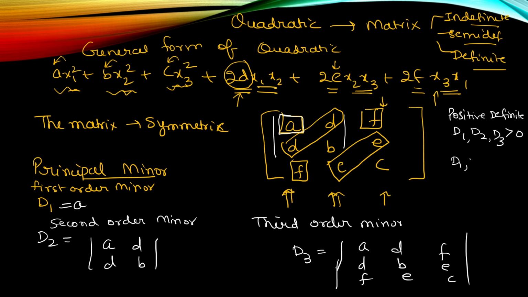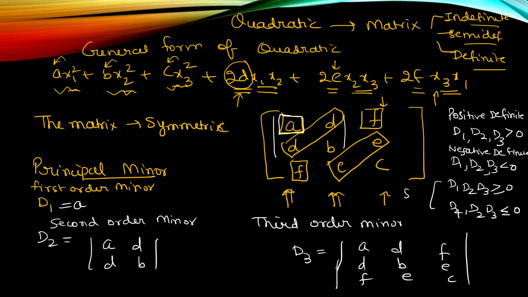If they come out as less than 0, then negative definite. And if they are including 0, then this is the condition for positive semi-definite. D1, D2, D3 including 0, and less than 0, then it is the condition for negative semi-definite. And then if one is positive, one is negative, something like that, then it will be the condition for indefinite, right?